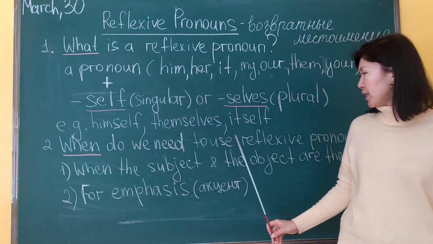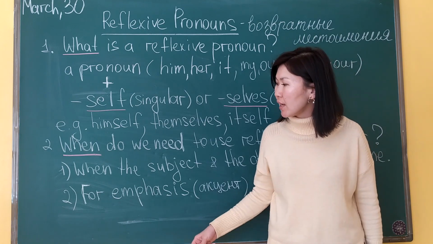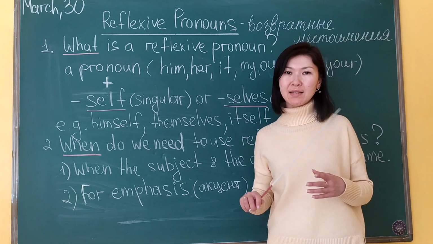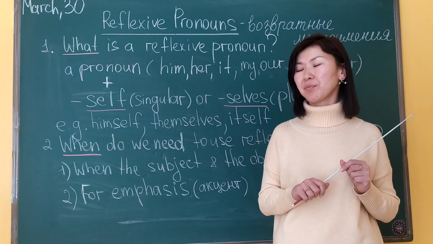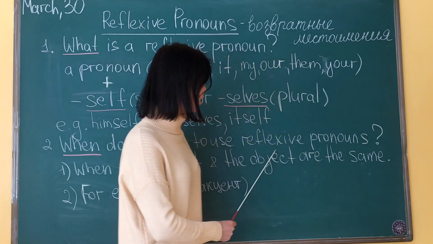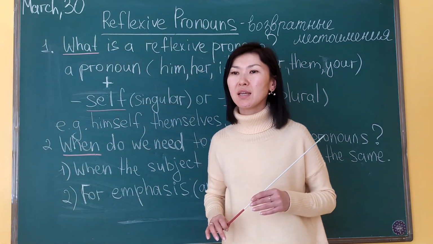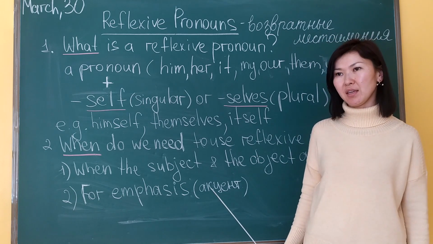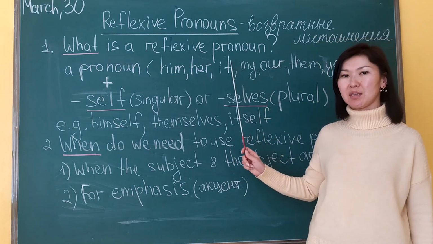So, when do we need to use reflexive pronouns? There are 2 situations. The first is when the subject and the object are the same. Most sentences in English have a subject and an object. And when the subject and the object are the same thing, the object must become a reflexive pronoun. And the second reason is for emphasis, для акцента, для выделения или для подчеркивания. Мы используем в английском предложении возвратное местоимение.